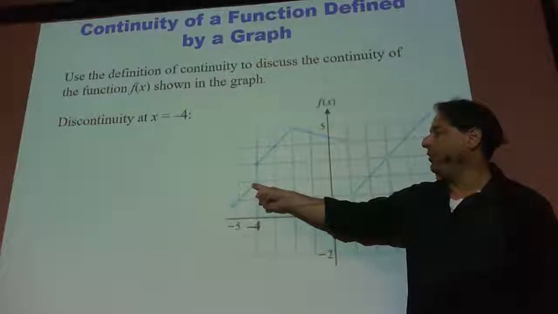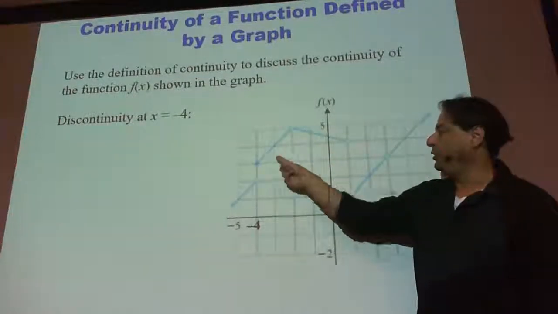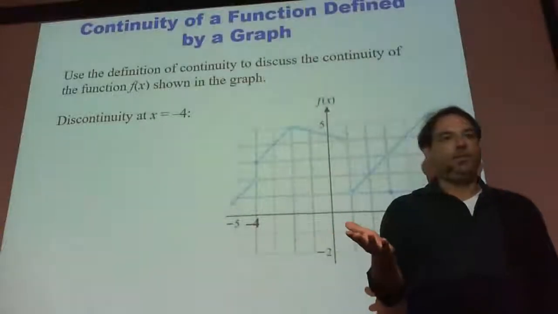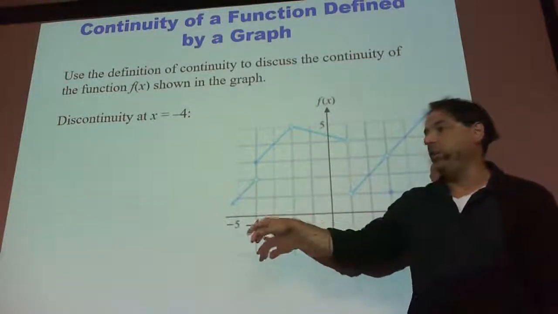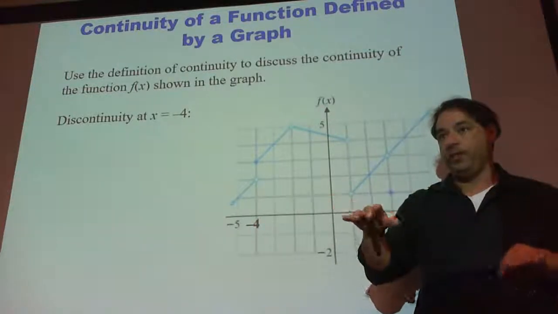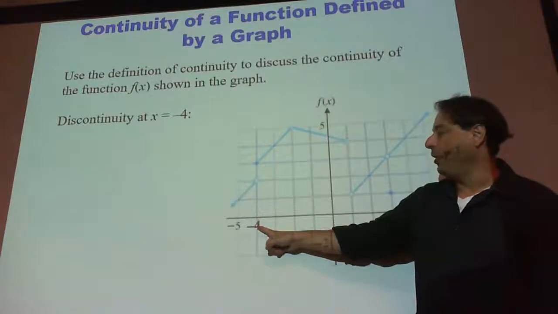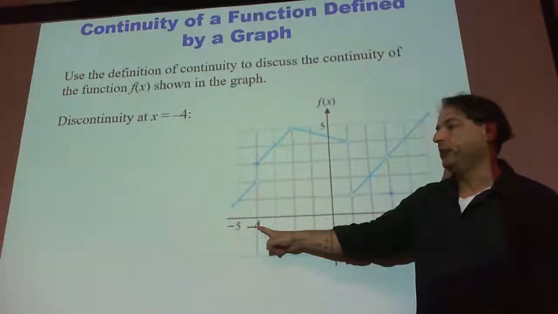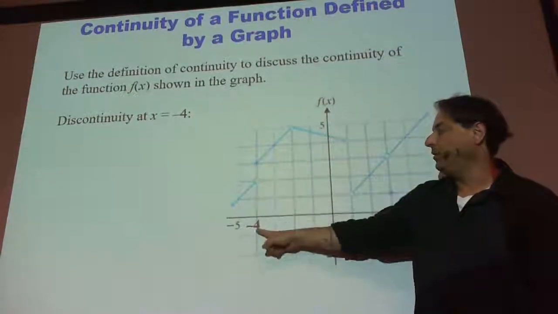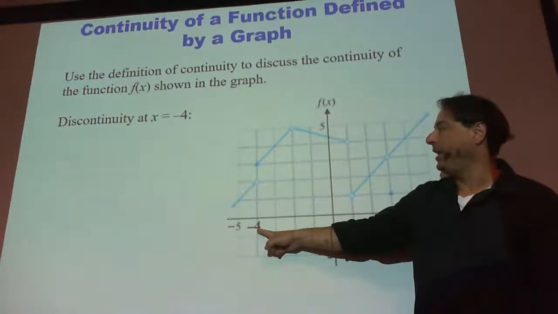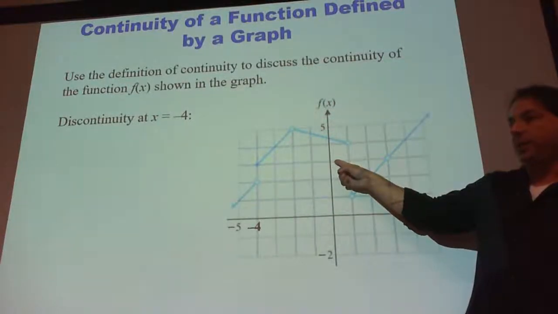Coming from the left, what number is it approaching? 2. Coming from the right, what is it approaching? Is that a problem? Okay, so does the limit exist at -4? No. Okay, that's part 1. Part 2: if you plug in -4, what do you get for an answer? Is it the open or the filled in? The filled in, which is 3.